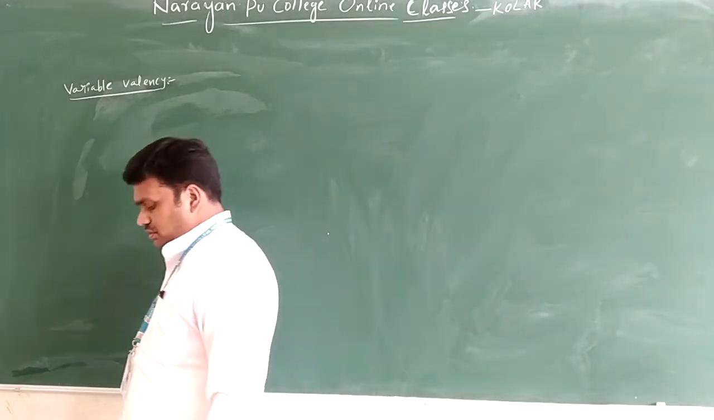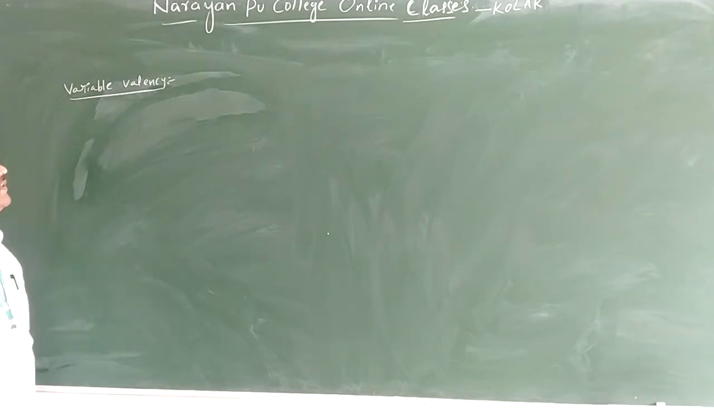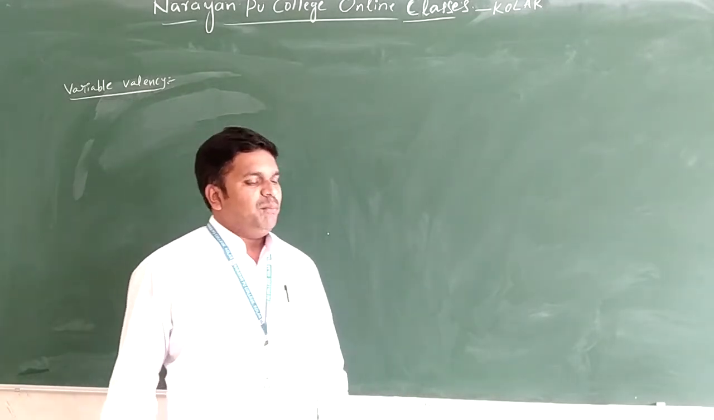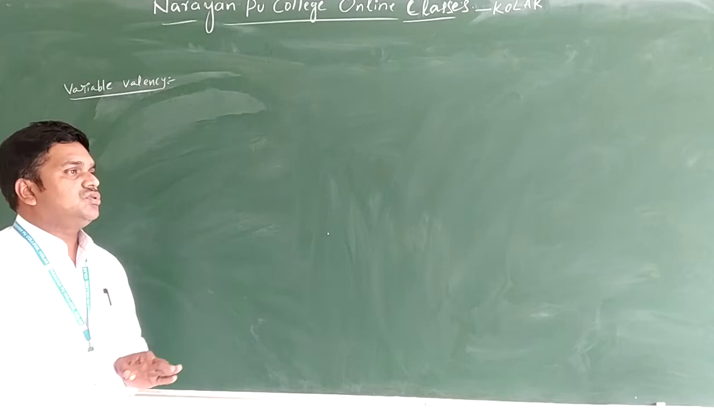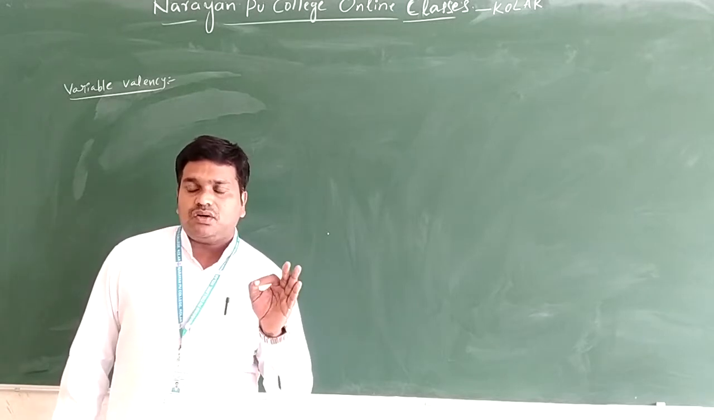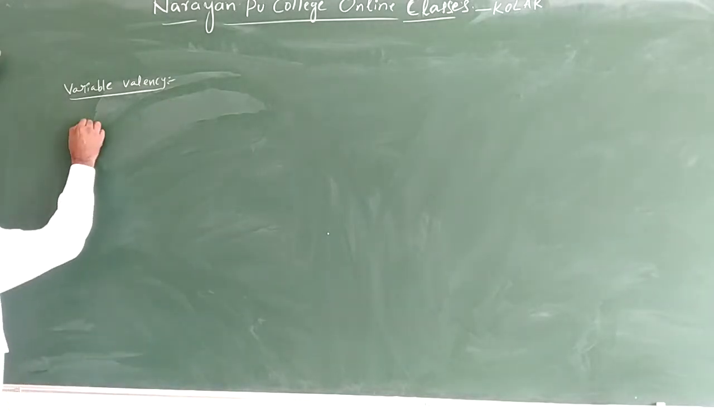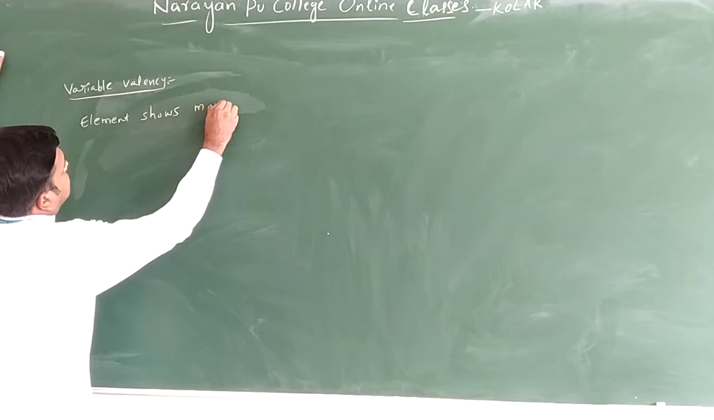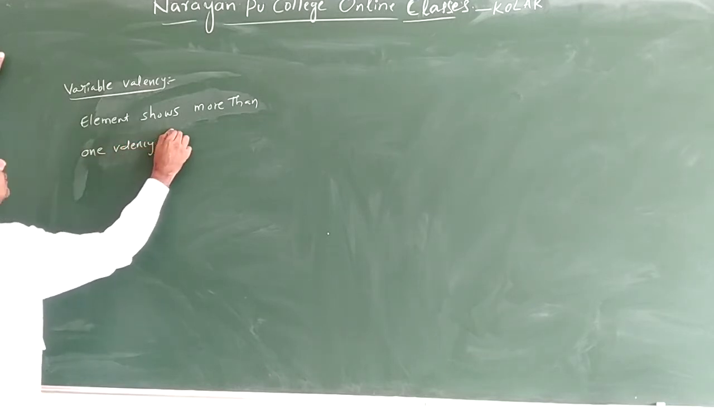The next concept is variable valency. In the previous episode we discussed valency. What is valency? Valency is the combining capacity of an element. But what is the difference between variable valency and valency? Variable valency means an element shows more than one valency in its compounds. If an element shows more than one valency in its compounds, that is said to be variable valency.